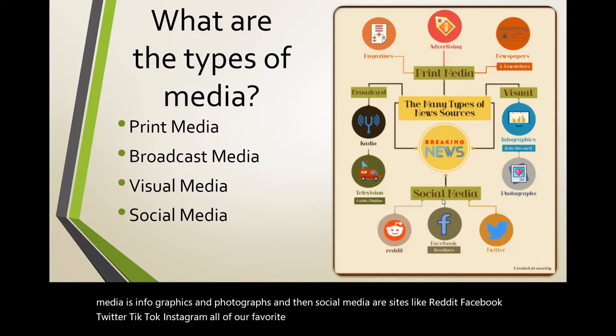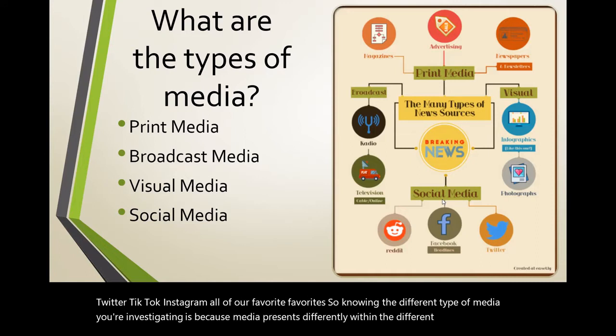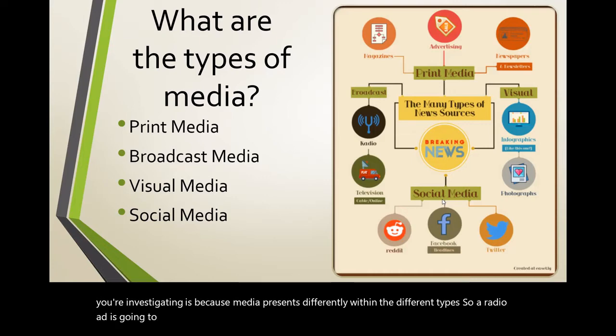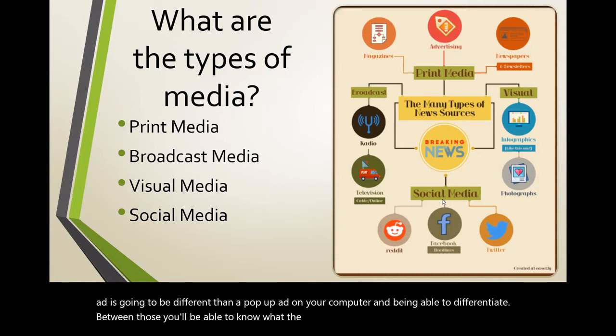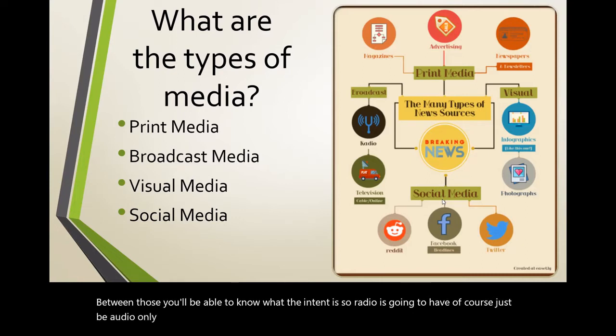Knowing the different type of media you're investigating matters because media presents differently within the different types. So a radio ad is going to be different than a pop-up ad on your computer. And being able to differentiate between those, you'll be able to know what the intent is. Radio is just audio only, no visual, whereas a pop-up ad can combine visual and audio.